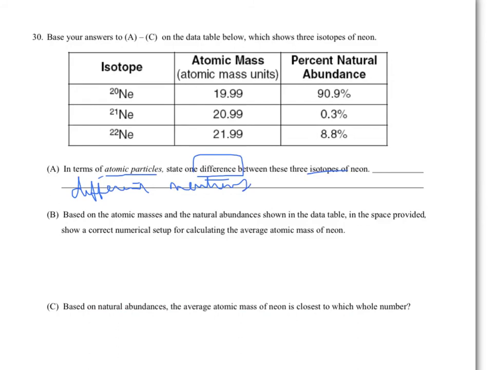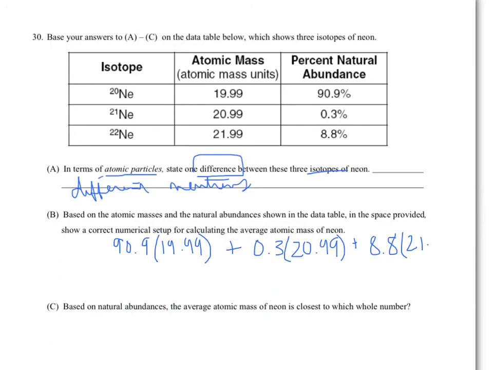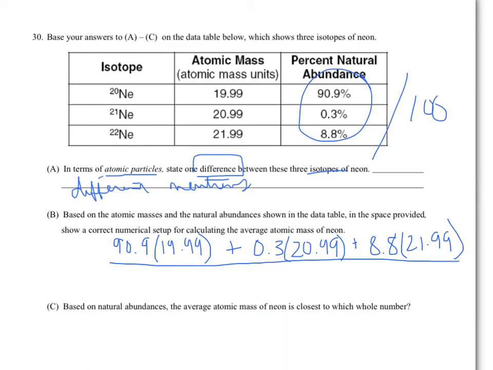Recall that when calculating the average atomic mass, you're going to take the percent abundance and multiply that times the atomic mass. Here they gave us the exact atomic mass, so we'll use that. Now, after we do our multiplication, we have to recall that these are percents, and all percents are out of 100, so we're going to have to take our equation and divide it by 100.